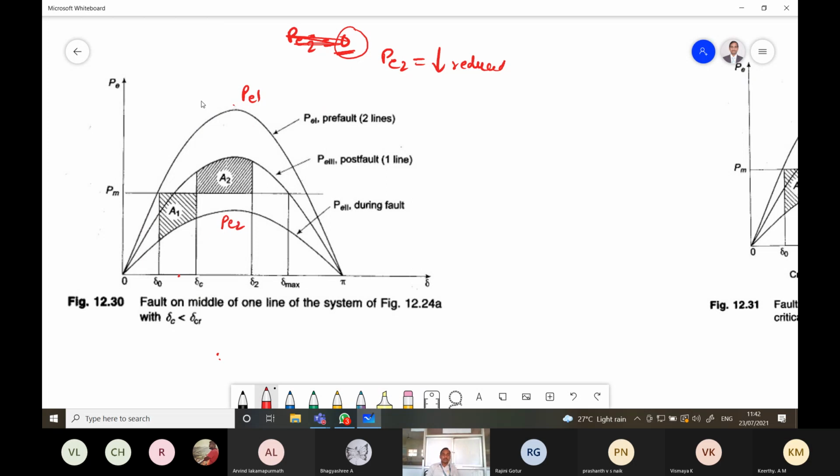So this is called the pre-fault, before the fault occurs, and this is during the fault. After the circuit breaker opens, clearing the fault, that is called Pe3, post fault. The fault is cleared. Okay. So before the fault, power transfer is more. When the fault occurs, power reduces from this point to this point, and after the fault is cleared, it rises again up to here. Okay, so this is represented in this equal area criterion.